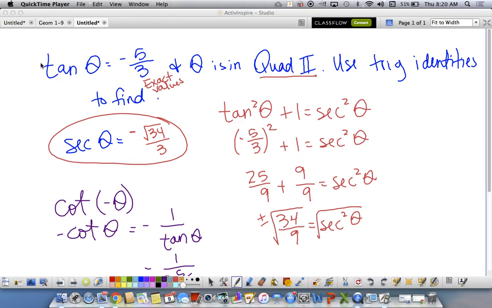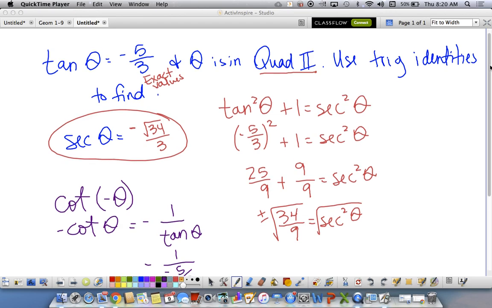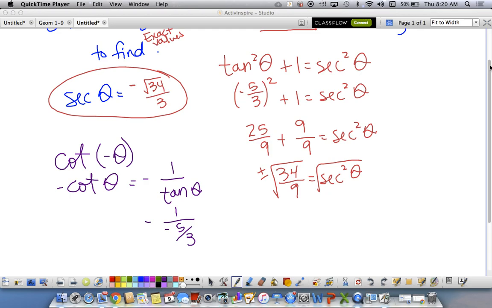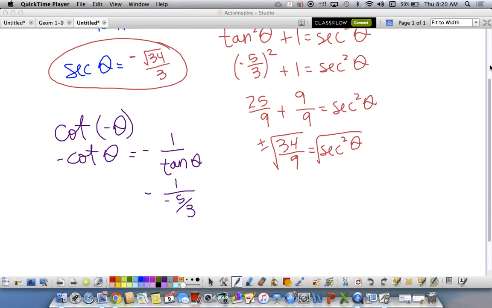To start at the beginning. We had a problem. Tan theta equals negative 5/3, and theta's in the second quadrant. Use trig identities to find secant theta, but then we went back and said we needed exact values. So then we went to use the Pythagorean identity. We use that. Now we're going to find cotangent negative theta. Okay, that's where we are.